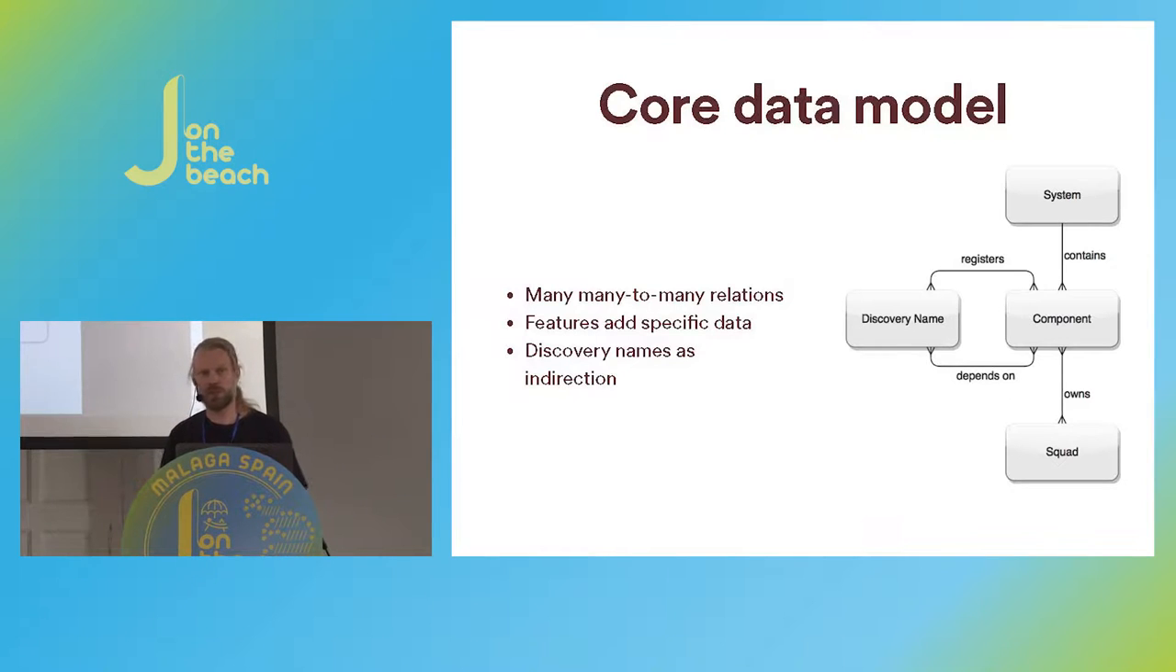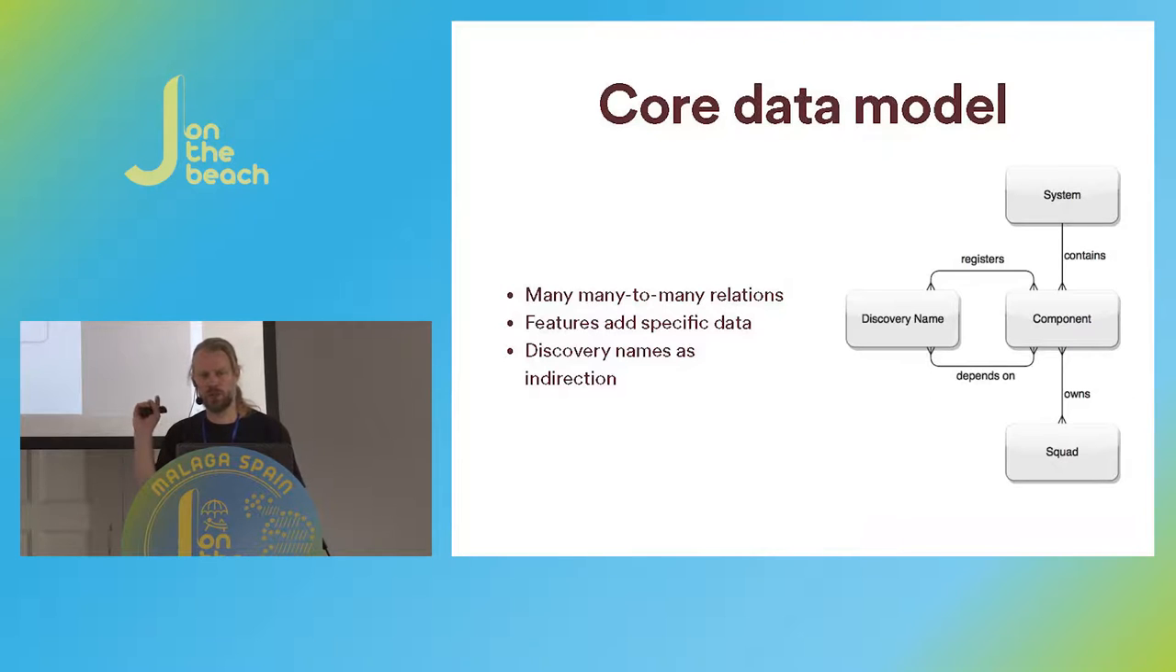But this is what the core data model looks like. We have the core data, and then we have lots of other data that is added by different features or used by different features. And you will see that there are a lot of many-to-many relationships in this. I'm going to go through them.